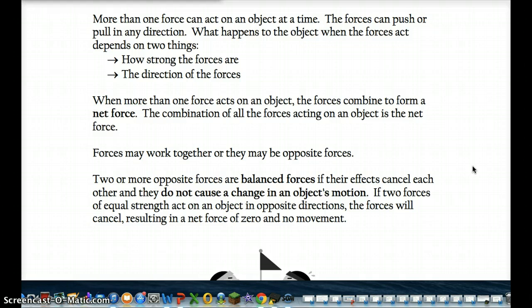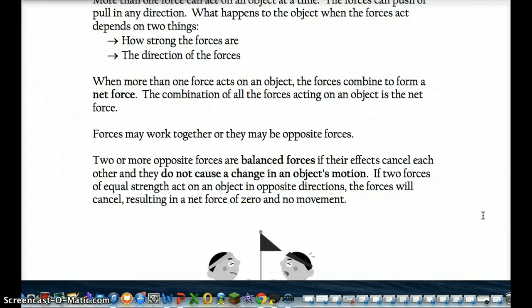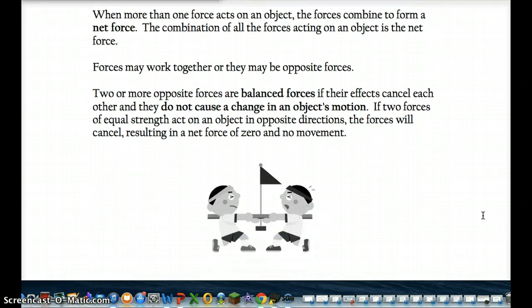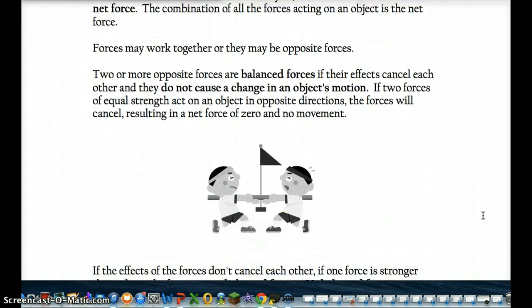Okay? 2 or more opposite forces are balanced forces if their effects cancel each other out. Okay? And that means they do not cause a change in an object's motion. If 2 forces of equal strength act on an object in opposite directions, the forces will cancel, resulting in a net force of 0 and no movement. Think about these boys. It looks like they're trying to do a tug of war. They're both pulling with the same amount of force, with the same equal strength, in opposite directions, so there's no movement. Neither one wins.